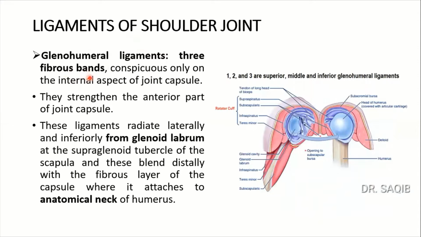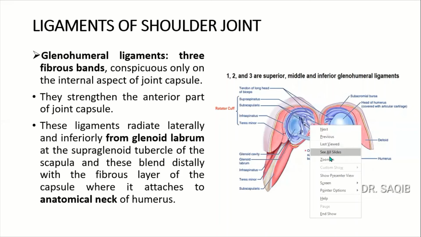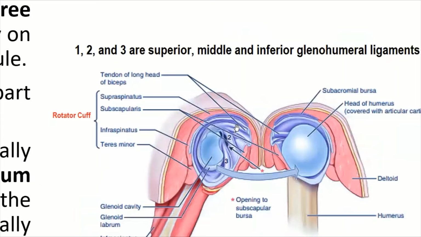Glenohumeral ligaments, 3 fibrous bands, conspicuous only on the internal aspect of the joint capsule. This is the internal opened view of the shoulder joint, and I will show these 3 ligaments to you right now. Let's have a look at that. These are 1, 2, and 3. These are the glenohumeral ligaments, superior. This one is a superior. This is a middle. 2 and 3 is inferior, right?